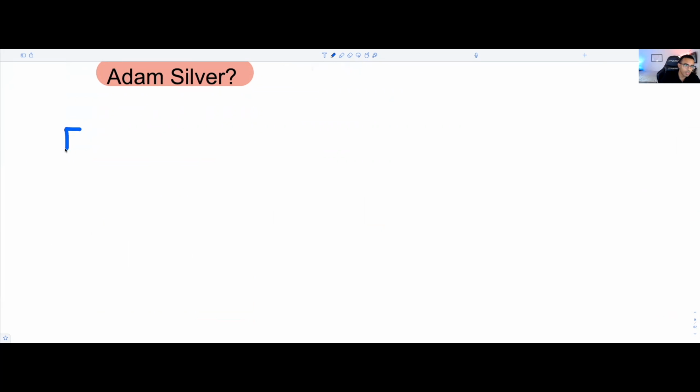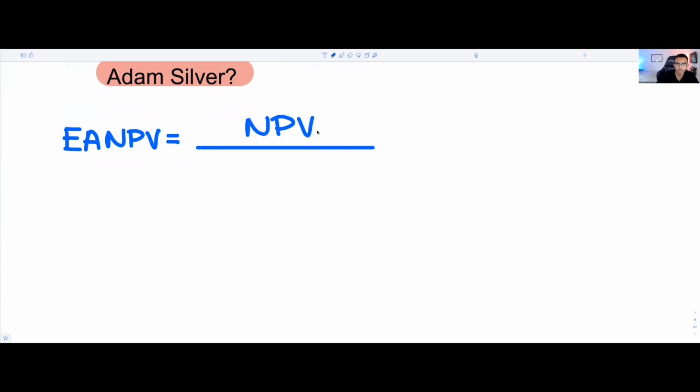So the EANPV formula, as you can see on the screen, I'm sorry if I'm writing slowly. I wanted to make it at least somewhat legible. It's a pretty interesting formula. You're going to take the NPV of a project, so we could call it NPV_i, of any given project, and you're going to divide it by the following. You're actually going to divide it by a fraction. So you're going to divide it by 1 minus 1 over (1 plus k) to the power of n, if I'm not mistaken.